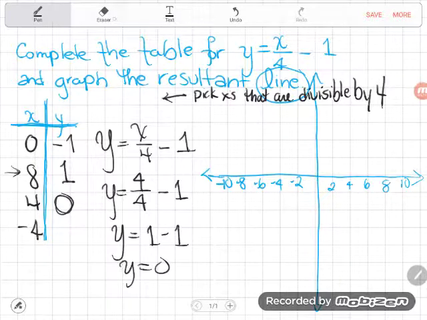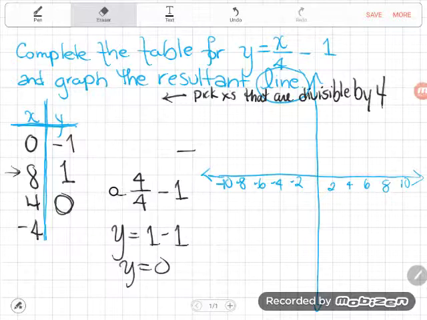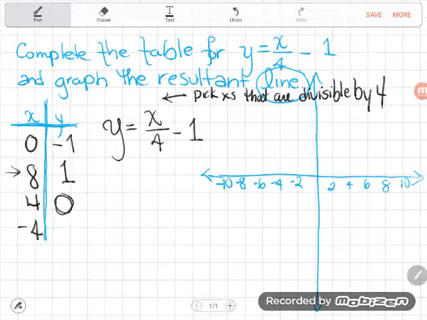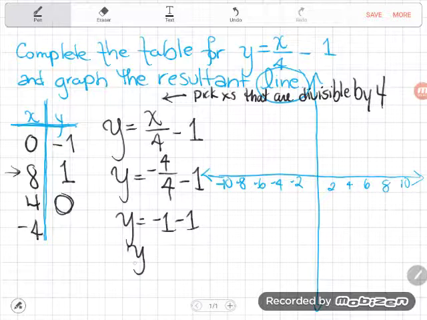And let's do one more, just since your worksheet had 4 blanks. Again, if nobody told me how many points to pick, I'd only do 3 because I'm lazy. As I joke, I say 2 points makes a line, but 3 makes sure it's straight. So let's plug in that negative 4 for x. Negative 4 divided by 4 is just negative 1. And if I minus 1 from that, I'll get y is equal to negative 2.